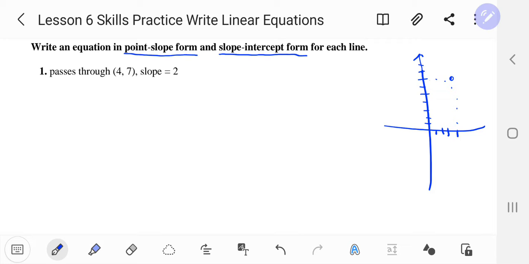And how does it go through that? Well, that's what our slope tells us. And the slope's 2 over 1. So that means up 2 over 1. Okay, there's one dot. I could also go down 2 and left 1, be about there. Okay, and I could keep doing that and get my line.